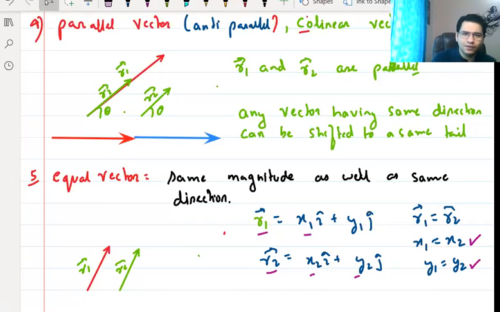For example, I'll just give you one more example. Suppose I take this vector. Now I hope many of you will get your concept clear. Can I shift this vector to this place? Can I shift this vector to this place? Yes or no?